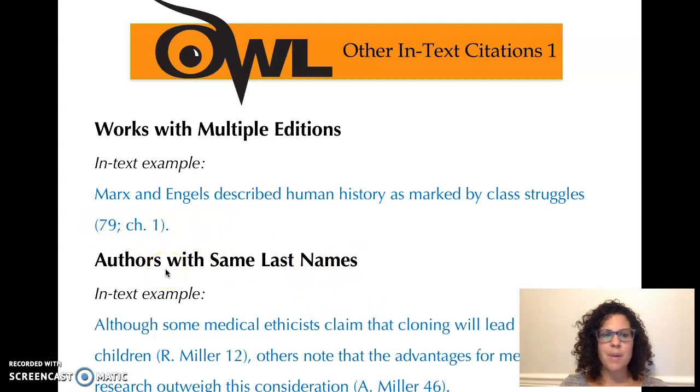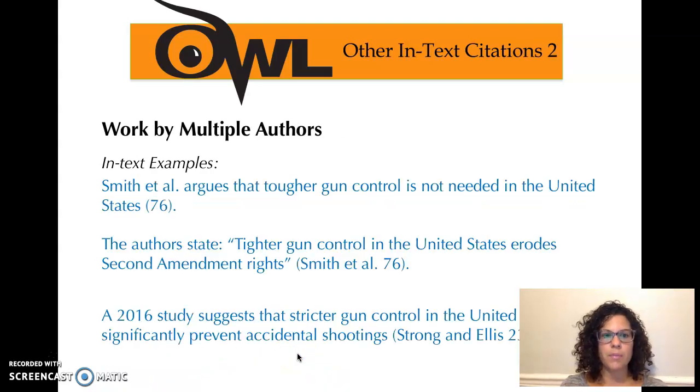This does actually happen more often than not, authors with the same last name. So here we have R. Miller and A. Miller, two different authors. So all you have to do is put the first letter of their name to differentiate, and we would see that in your works cited as well.